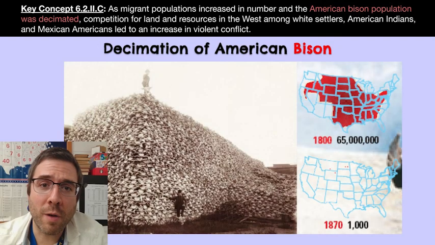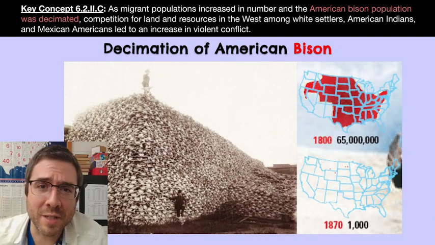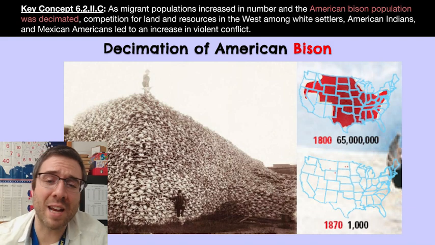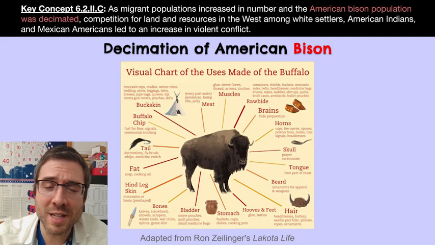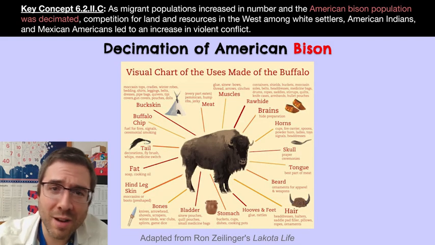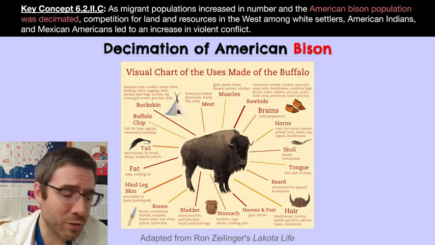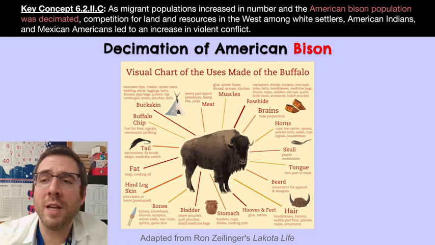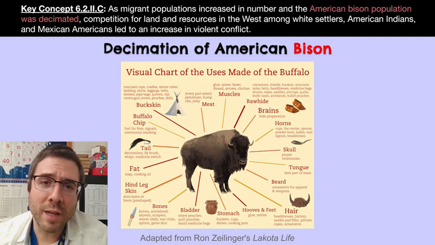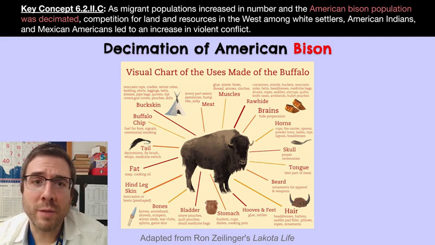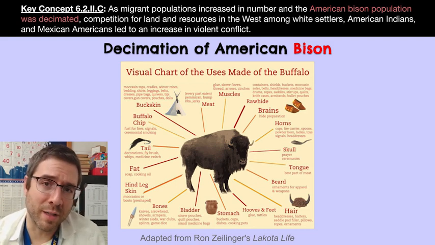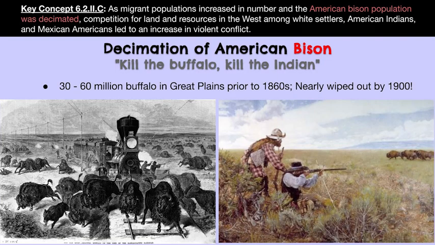The decimation of the buffalo is going to be absolutely devastating to Native Americans because they depended on it for so many different things, as you could see in this chart. I'm not going to read off everything there, but clearly, first and foremost, as a food source, as a source of clothing, shelter, tools. And the fact that they're being killed off is going to now starve these natives in the Great Plains that are nomadic. A famous saying was, "Kill the buffalo, kill the Indian."